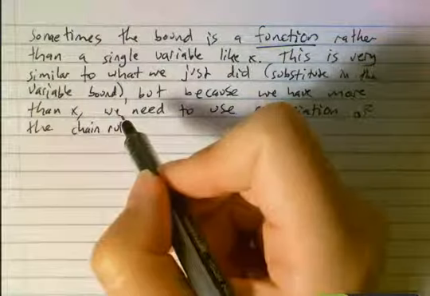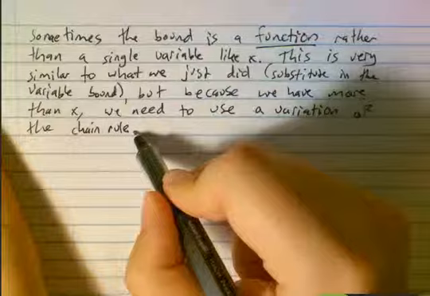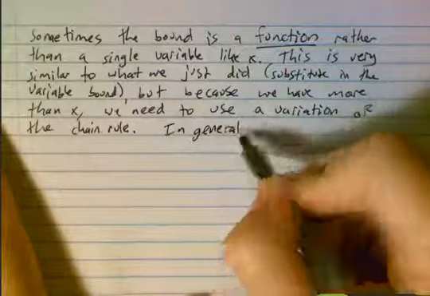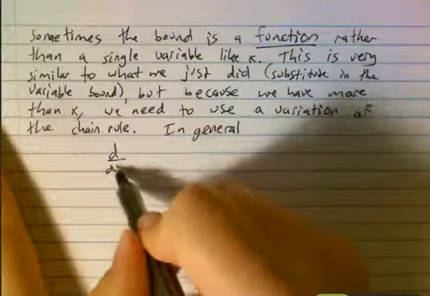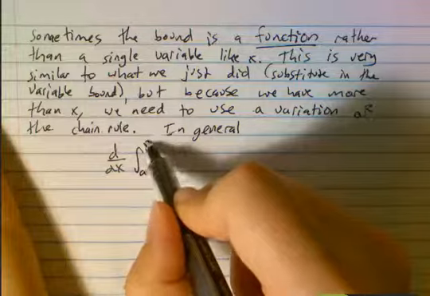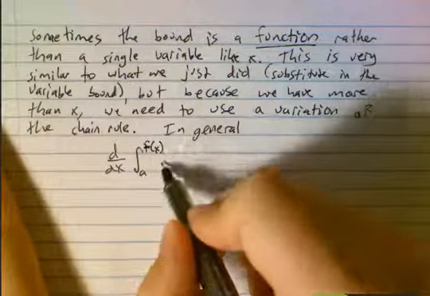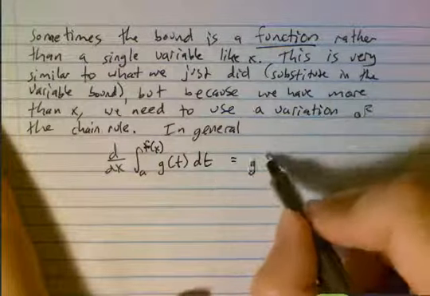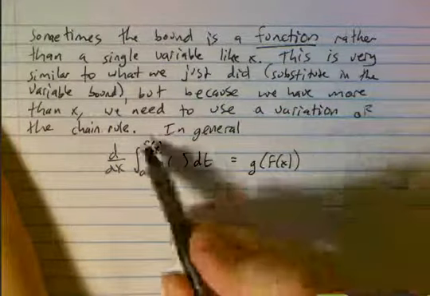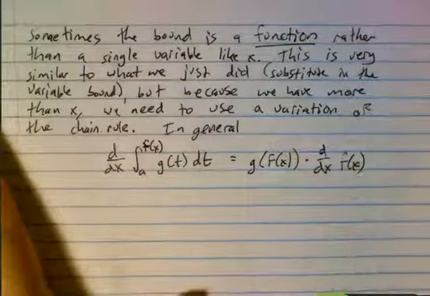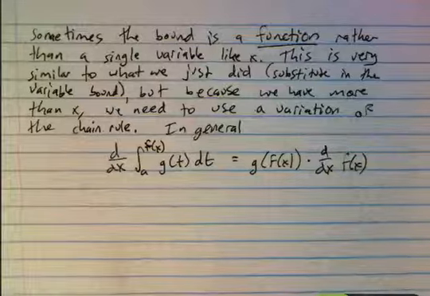Just like if we were taking the derivative of a composed function with a normal derivative. So that means in general, the derivative of the integral from a to f of x of g of t dt equals g of f of x, so that's the substitution right there, times the derivative of f of x. Let's look at an example of this.